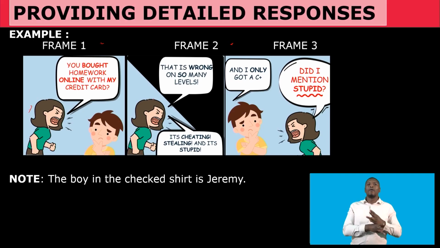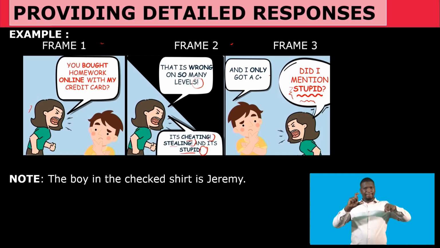We're continuing to frame 2. "That is wrong on so many levels." Look at the exclamation mark. "It's cheating, stealing, and it's stupid." You can also see that we have some words in bold text. And the character replies, "And I only got a C+." And then the mother reacts, "Did I mention stupid?" Here you can see stupid is in bold, but it is also underlined, even without my underlining. I can take that away, and you can see that it's underlined, of course, to emphasize. So the boy in the checked shirt is Jeremy.